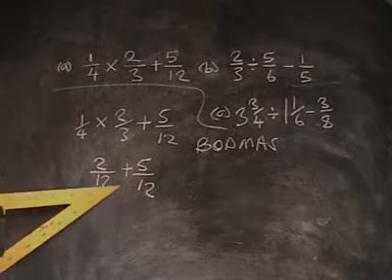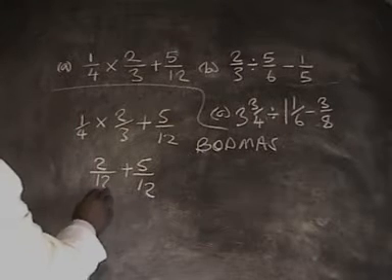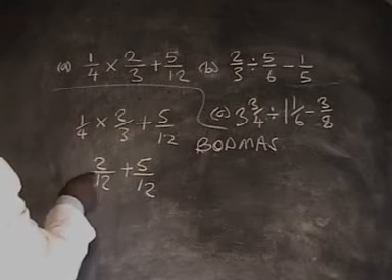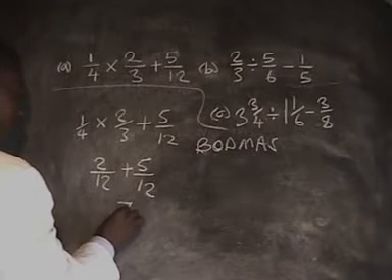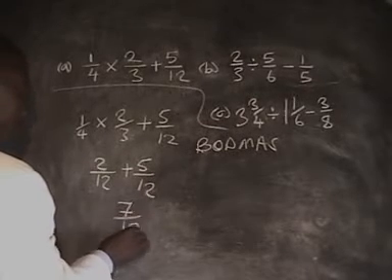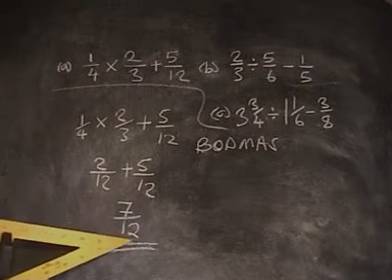Then you can proceed to say plus 5/12. The common denominator is 12. Since the common denominator is the same, what you are going to add is 5 plus 2, you get 7 up there, then over 12. Since the common denominator is just the same, you have to maintain it.